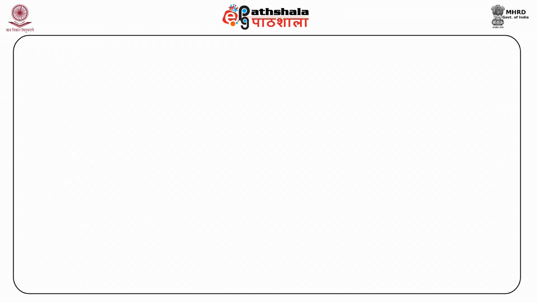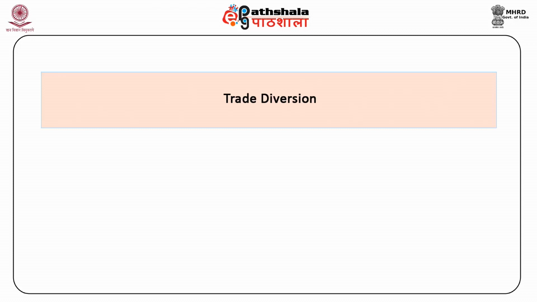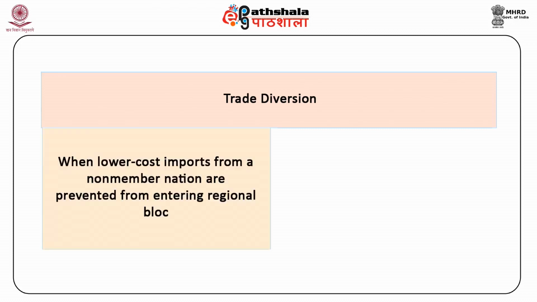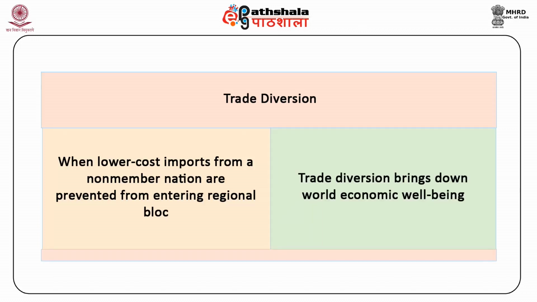Let us now discuss trade diversion. Trade diversion is said to happen when lower cost imports from a non-member nation are prevented from entering the regional bloc by introducing tariff or non-tariff barriers, and are replaced by higher cost imports from a member nation. Trade diversion brings down world economic well-being since it shifts production from more efficient producers outside the trading bloc to less efficient producers of the countries in the bloc.